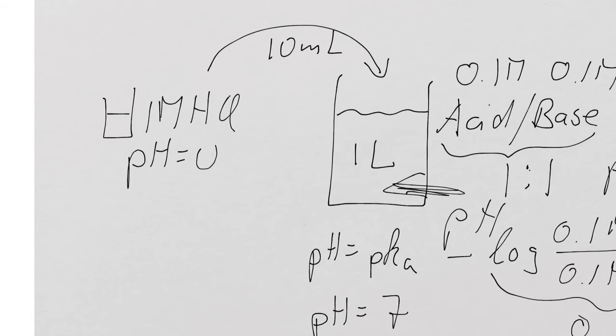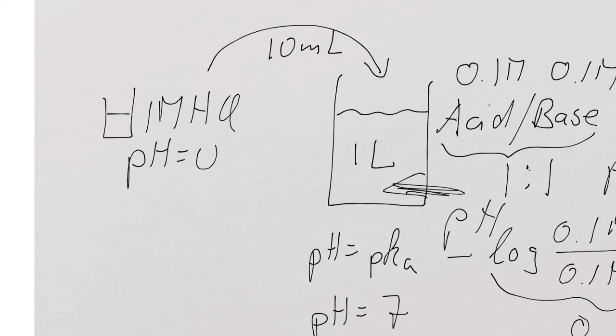How is the pH going to change if we do that? First of all, will it go up or down? Will it be higher than 7 or lower than 7? Lower than 7. Why lower than 7? Because we add an acid. So the pH must go down. But how much is it going down? Can we calculate that?